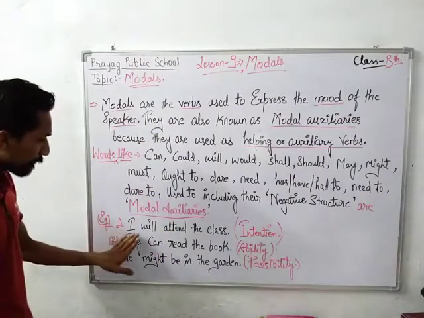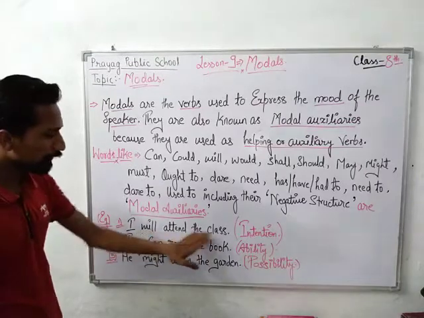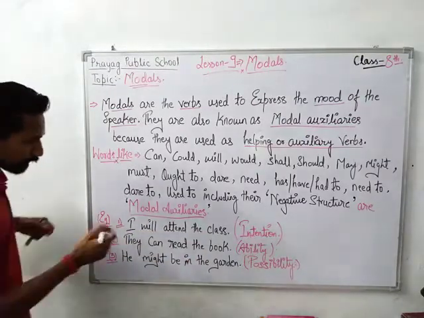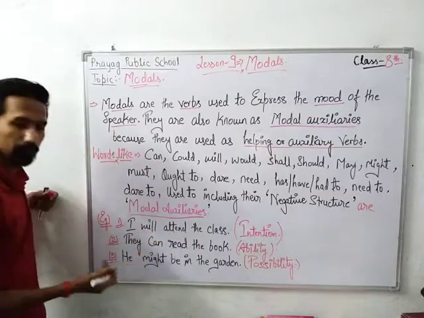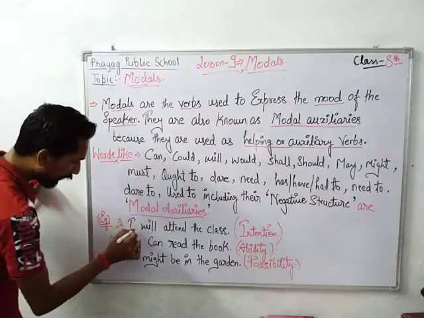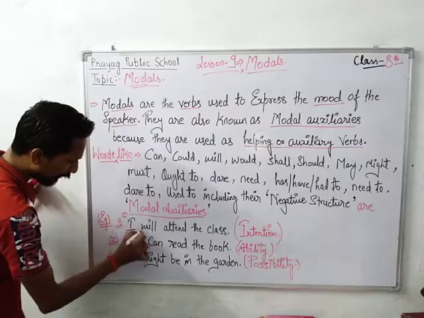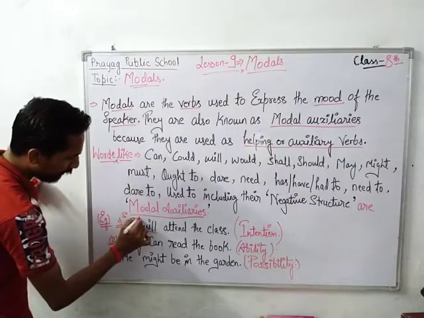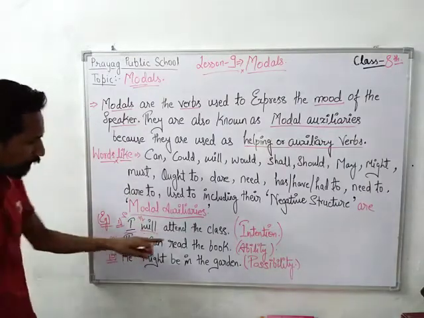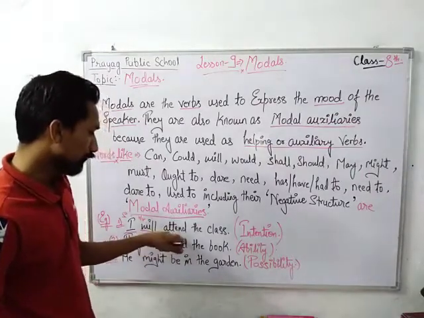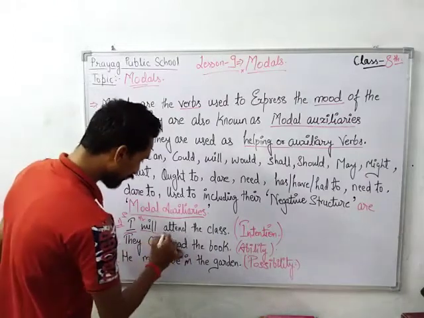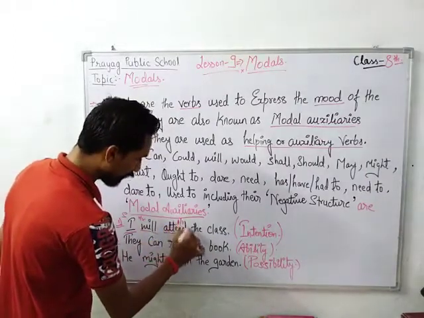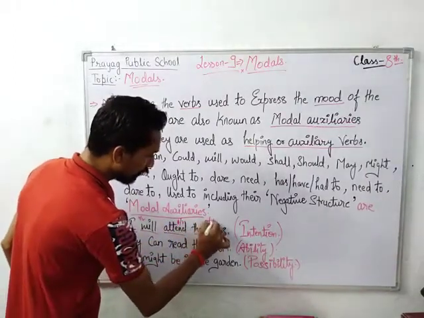Okay, example 1. I will attend the class, right? So now over here I have written a sentence. I will attend the class. Simply, the sentence is written over here. I being a subject, right? Will being a helping verb, right? Attend is an action verb. The class is an object, right? So it is an action verb, right? And this is an object.